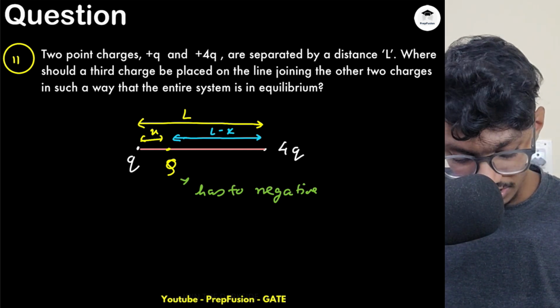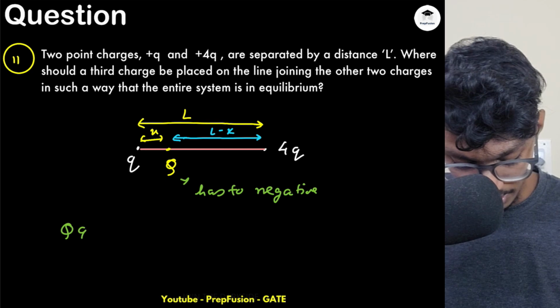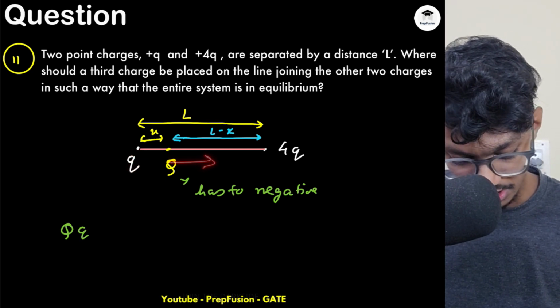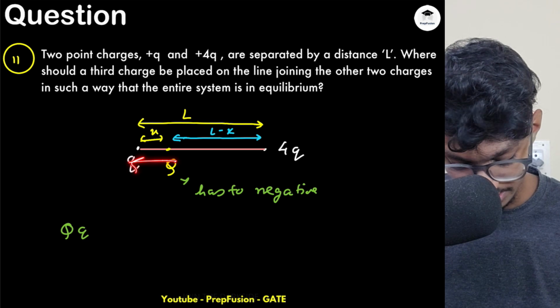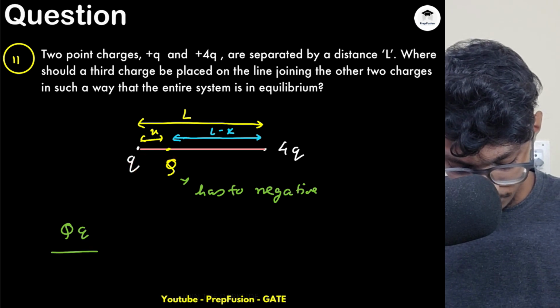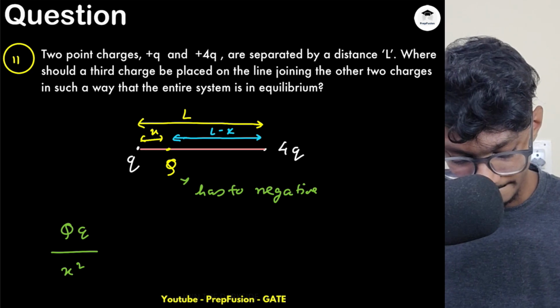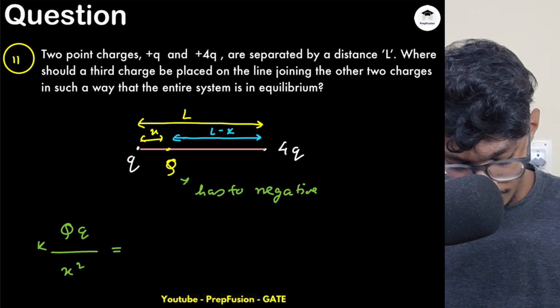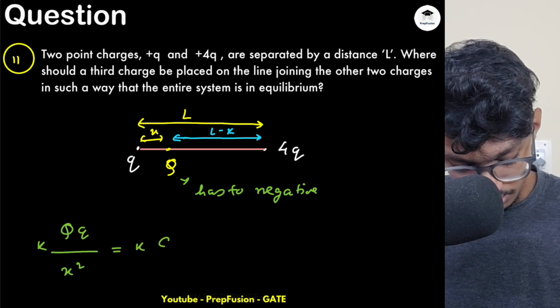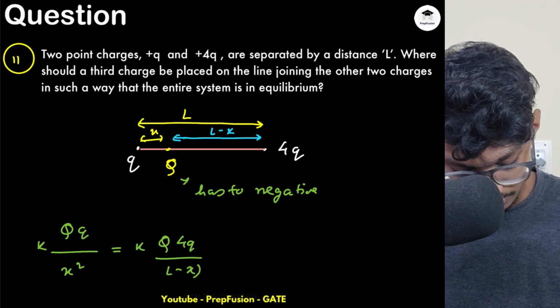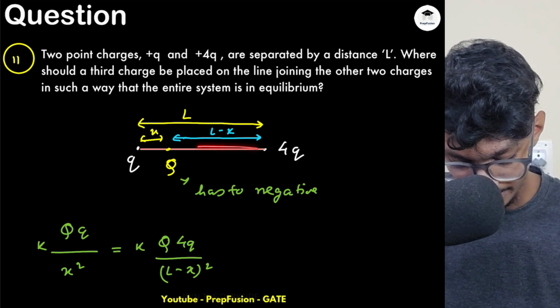So obviously Q is negative. What is the force in Q total? Due to this plus Q, the force will be in this direction, and due to this plus 4Q, the force will be in this direction. So both of them will be opposite. So this will be k Q q divided by r square, that is x square, equals k into Q 4Q divided by (L minus x) square. Okay, because this distance is L minus x.